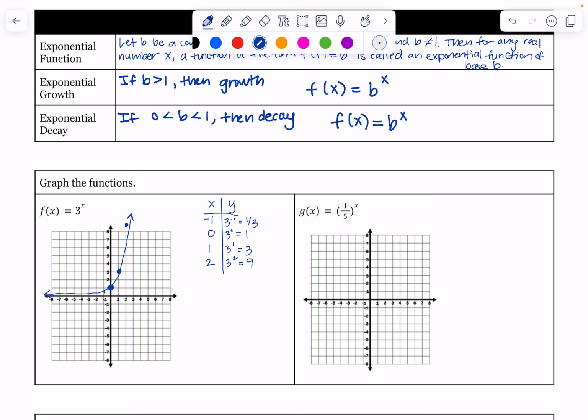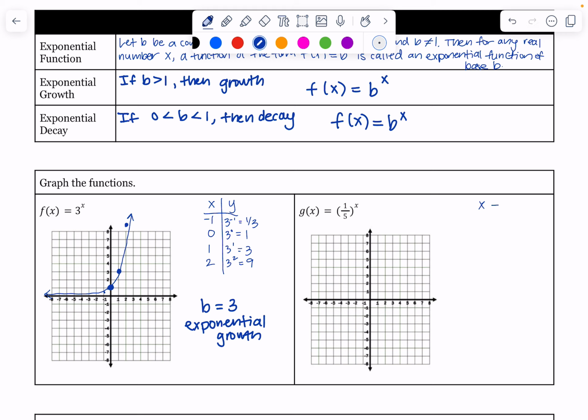And here, notice that we have b is equal to 3. And so since 3 is greater than 1, this is an exponential growth. And from the graph, you can also see left to right, the graph is growing. Awesome. Okay, so we're going to do the same thing on the next one.